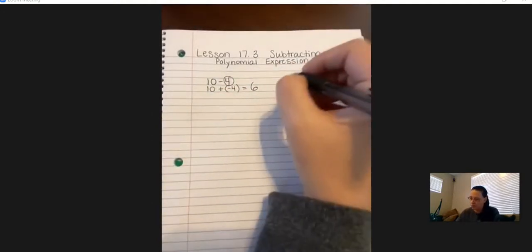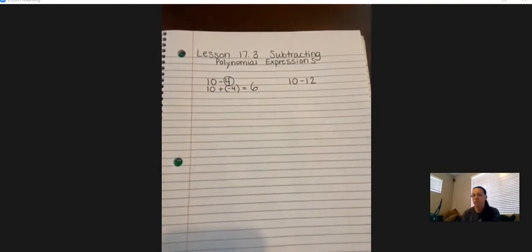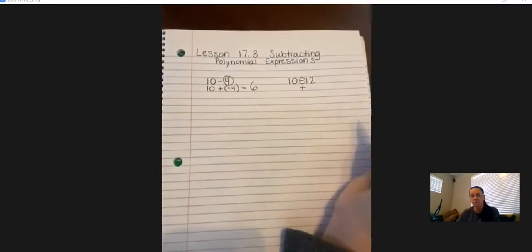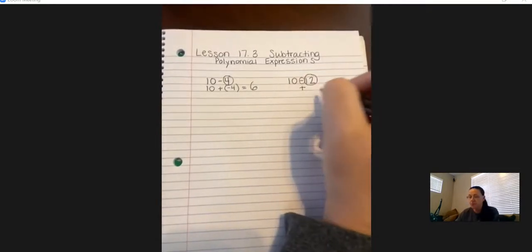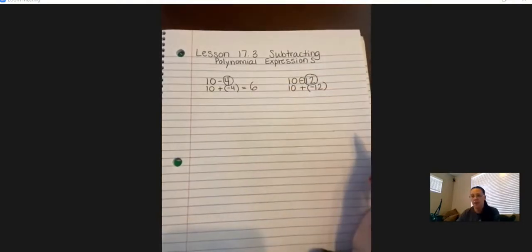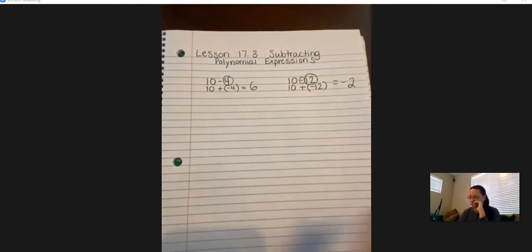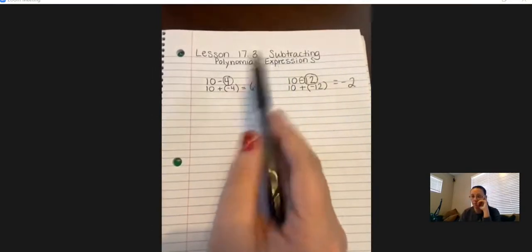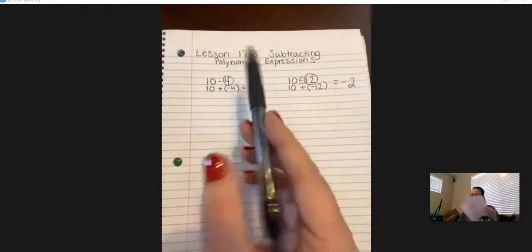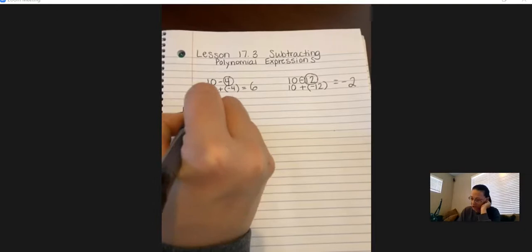Or let's try it with 10 take away 12. So you change subtraction to addition, and then that second number you do the opposite. The opposite of positive 12 is negative 12. 10 plus negative 12 is negative 2. Okay, so that's just a reminder. Today we're going to be subtracting, but keep in mind that subtracting is the same as adding all of the opposites. For this lesson, there are two ways to do the subtraction, just like the addition one.